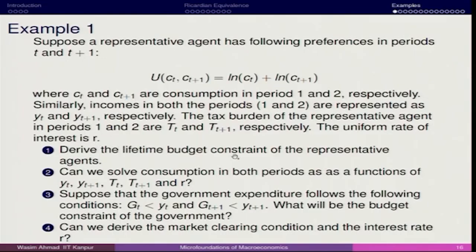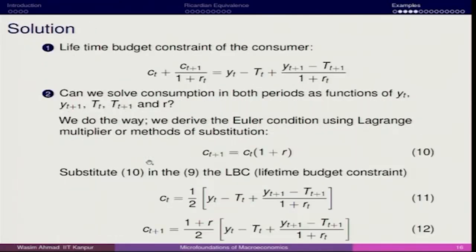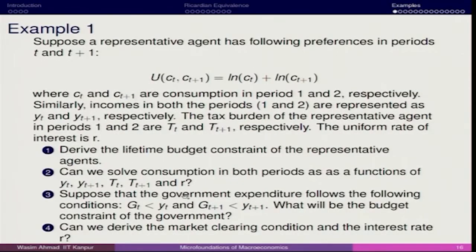Now, can we derive the lifetime budget of the representative agent? Can we also solve for the consumption in both periods, how it looks like? Now, suppose the government expenditure follows the following conditions: g_t is less than y_t and g_t+1 is less than y_t+1. Can we derive the budget constraint of the government? Can we derive the market clearing condition and the interest rate? So, can we also find some kind of insights using the two period consumption model while also introducing the government? Will that be possible?